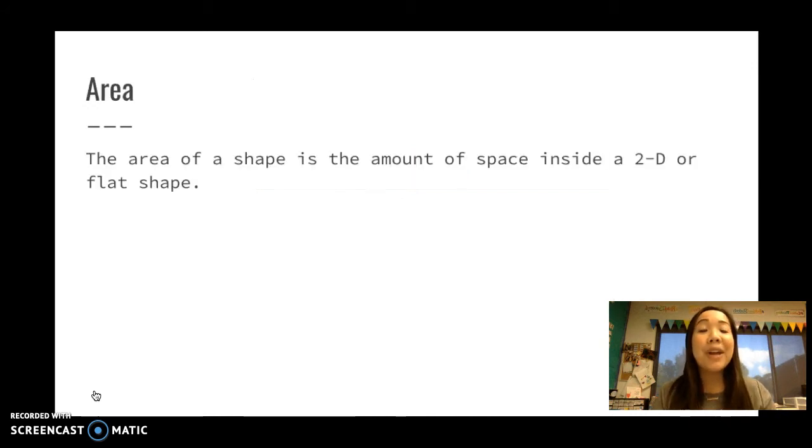All right, so moving on to area. The area of a shape is the amount of space inside a 2D or flat shape. So as opposed to the perimeter that's adding up all the sides and measuring the distance around, we're looking for the inside of the shape. How much space is on the inside of that rectangle? And in order for us to find the area, we're going to use a formula that multiplies the length times the width.